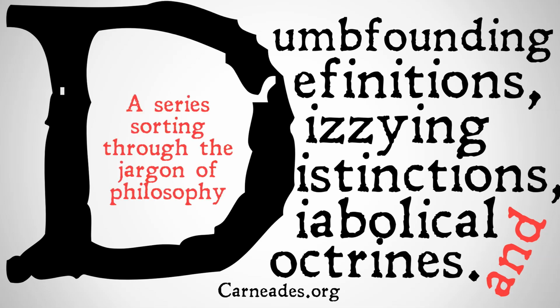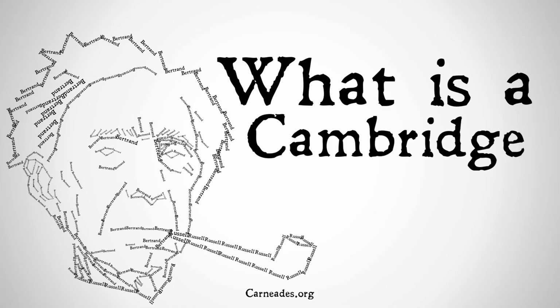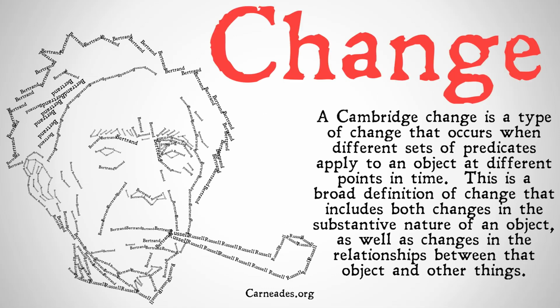In this video, we're going to be taking a look at what is a Cambridge change. Now, a Cambridge change is a type of change that occurs when different sets of predicates apply to an object at different points in time. This is a broad definition of change that is inclusive of both changes to the substantive nature of an object, as well as changes in the relationships between that object and other things.